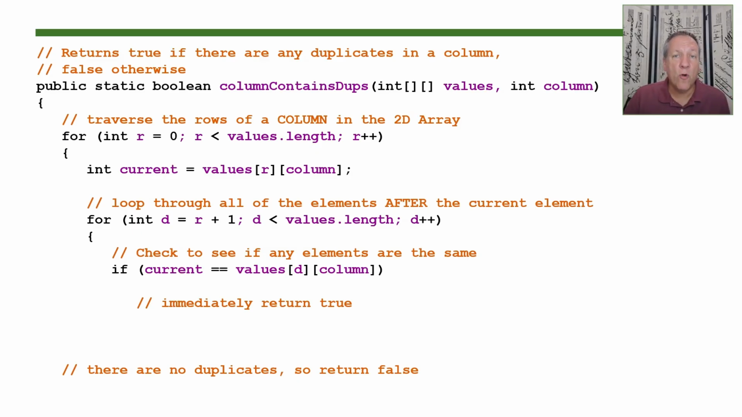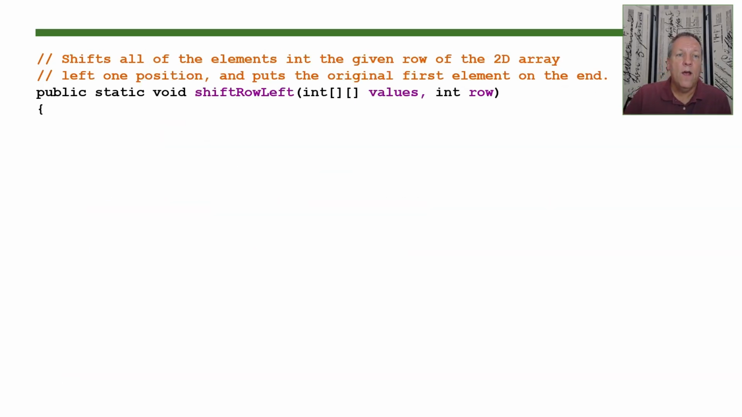So let's check to see if our current value is ever equal to anyone after it, values[d][column], as we loop through all of the rows below our current row r. If we ever find a match, then we can immediately return true because it only takes one pair of duplicate values to indicate that there are duplicate values in this column. Then after the loops are completed, we'll return false if we're still here because that means we never found any duplicate values. And that's our algorithm for determining whether or not there are any duplicate values in a particular column of a 2D array.